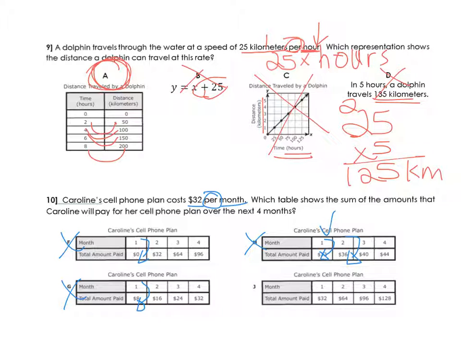When I look at J, though, 1 times 32 is 32, 2 times 32 is 64, 3 times 32 is 96, and 4 times 32 is 128. So J is multiplying by 32 for the entire table. J is my correct answer.